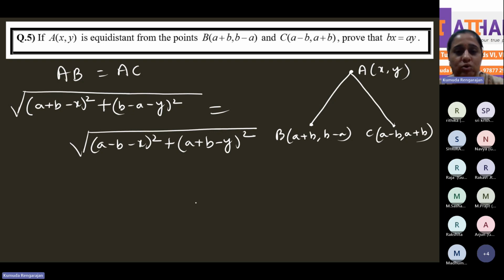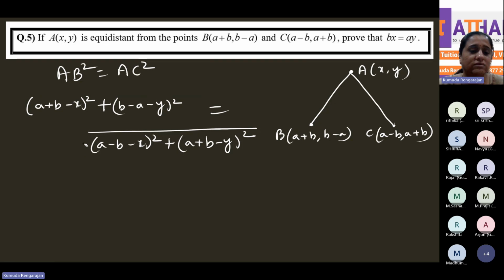Now we have square root on both the sides, so they get eliminated. Correct? On both the sides, we have square root, so they get eliminated. So you can also write it as if AB is equal to AC, AB square is equal to AC square. If you write it like this, you don't have to put the square root symbol at all. Don't get confused.